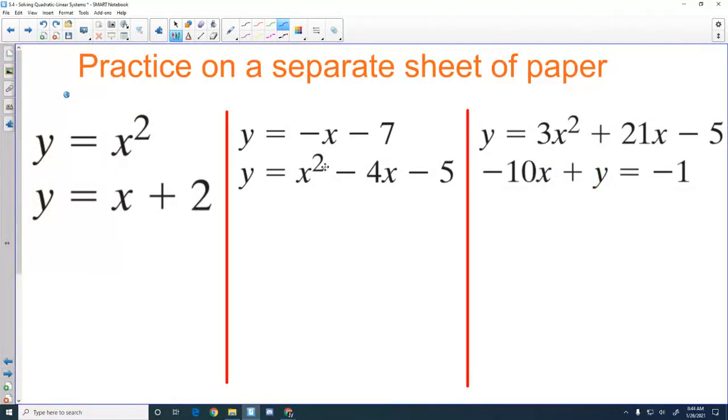Next, I've got 3 problems for you to try on your own right now. So you're going to solve these 3 different sets of systems of equations, and I want you to work through them somewhere like in your notebook, or if you do have graph paper, if you want to try to graph them, you can, or you can just simply use substitution or elimination with each of these.